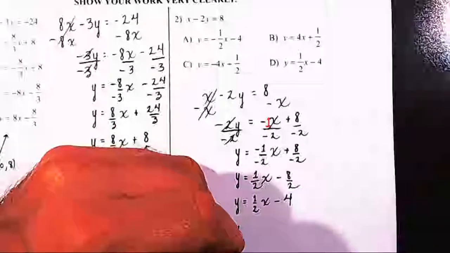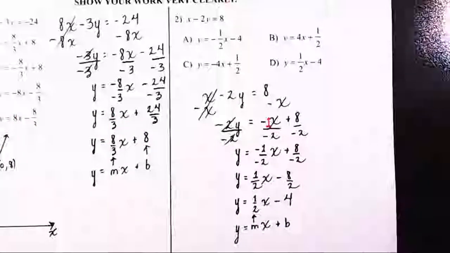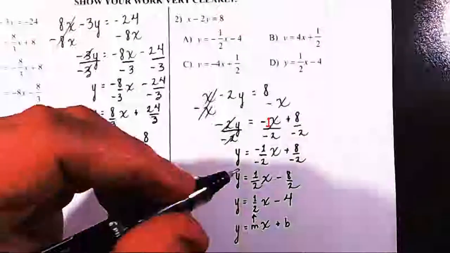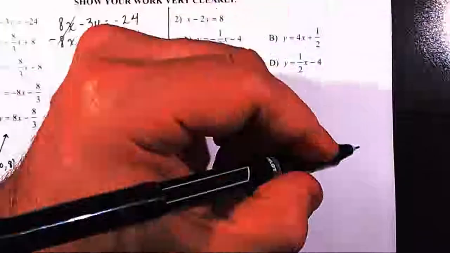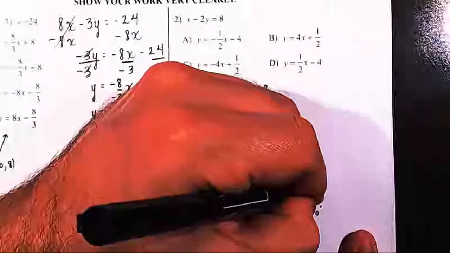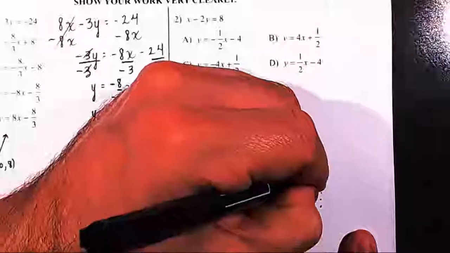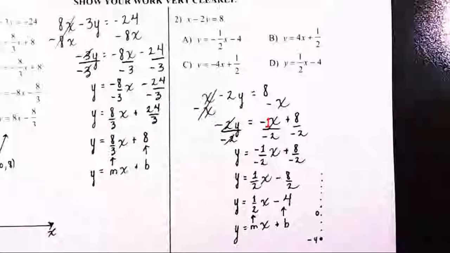So y equals mx plus b. The slope m is 1/2, rise 1, run 2, and the y-intercept is negative 4. Okay, so that graph, this is 0, 1, 2, 3, 4, 5. Now I'm going to go into the negative territory: negative 1, negative 2, negative 3, negative 4. So that's negative 4. That's my y-intercept right there.